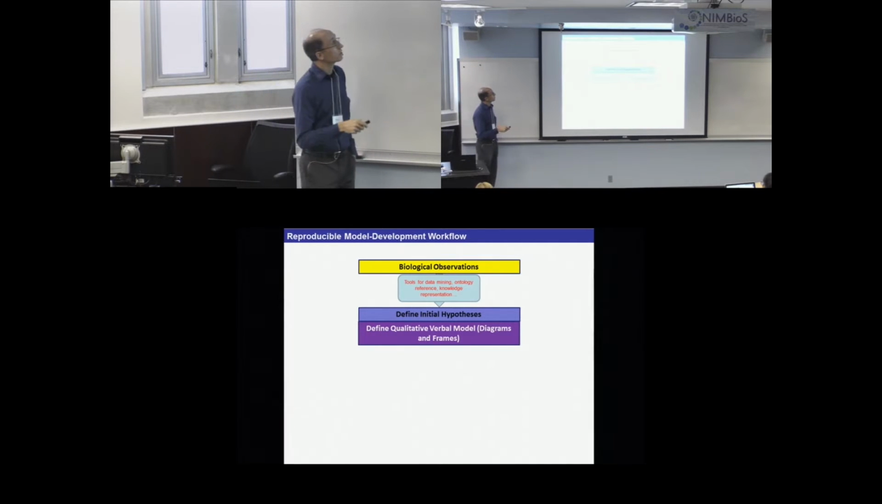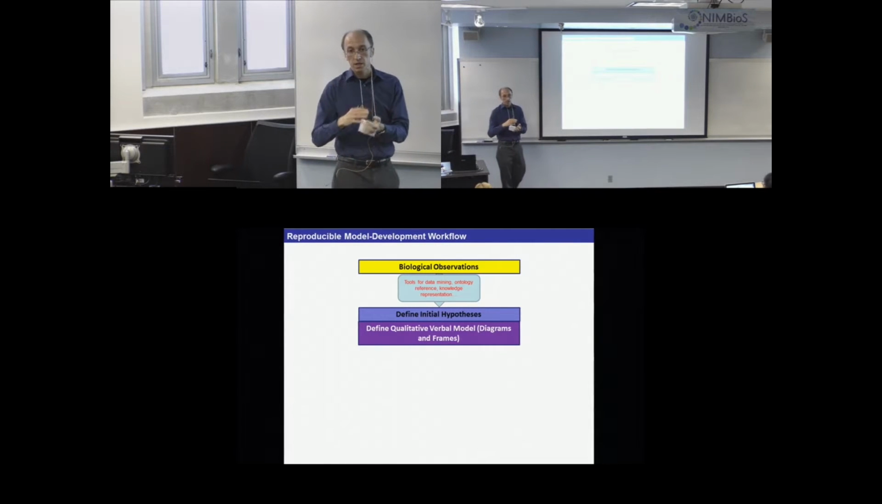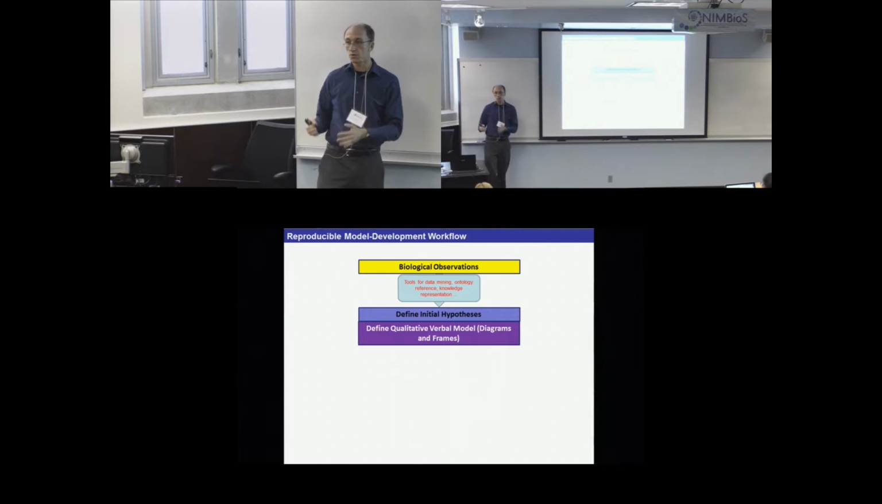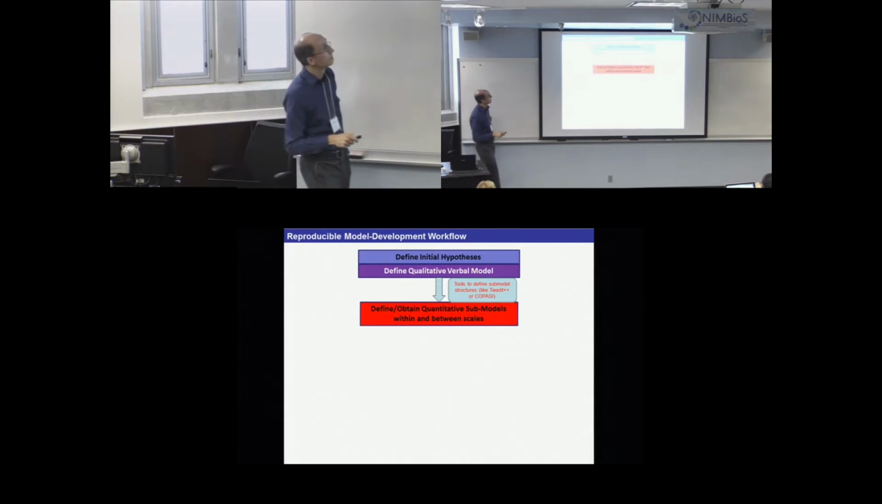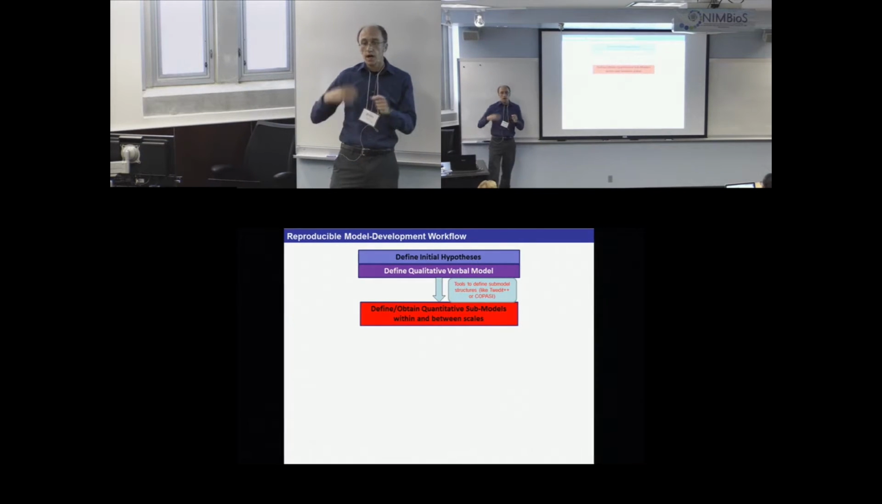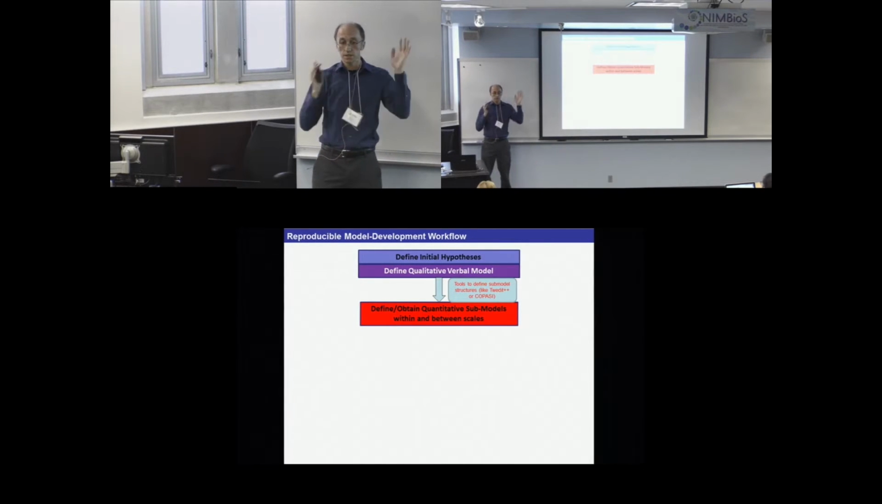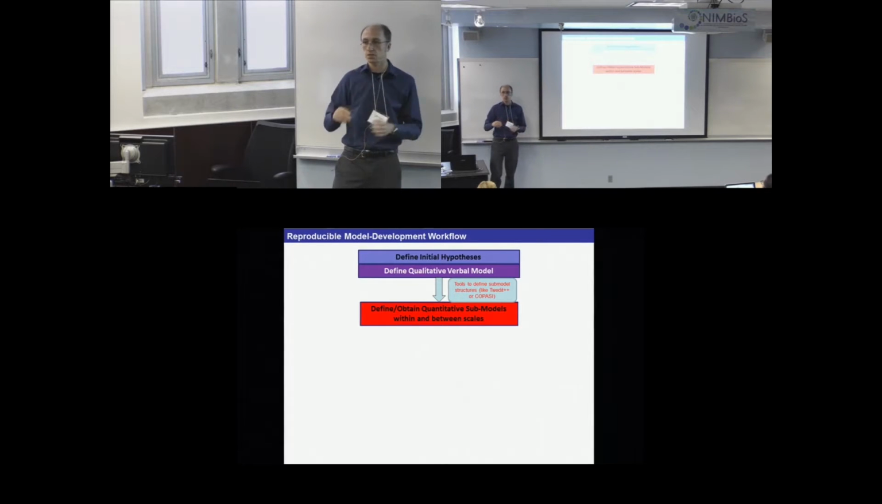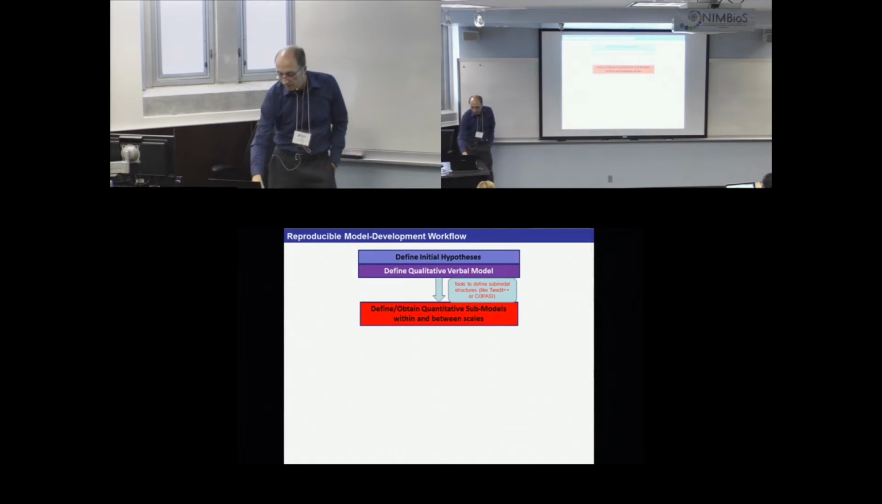So we start with biological observations, okay? And then we define an initial hypothesis and define a qualitative verbal model. We are saying, what are we modeling, what are we trying to check, and what are the components, what the cells do, how do they behave, biologically, no equations whatsoever. Okay? After we did this, we have to ask ourselves, how are we going to model this model? How are we going to build it? What are the subcomponents? Are we going to go to subcellular scales? Are we going to connect to a whole animal model? Okay, so that's the next step.